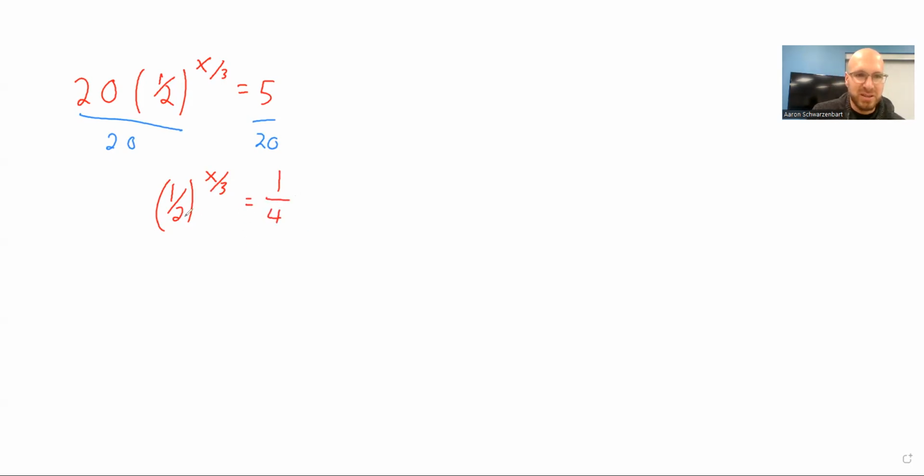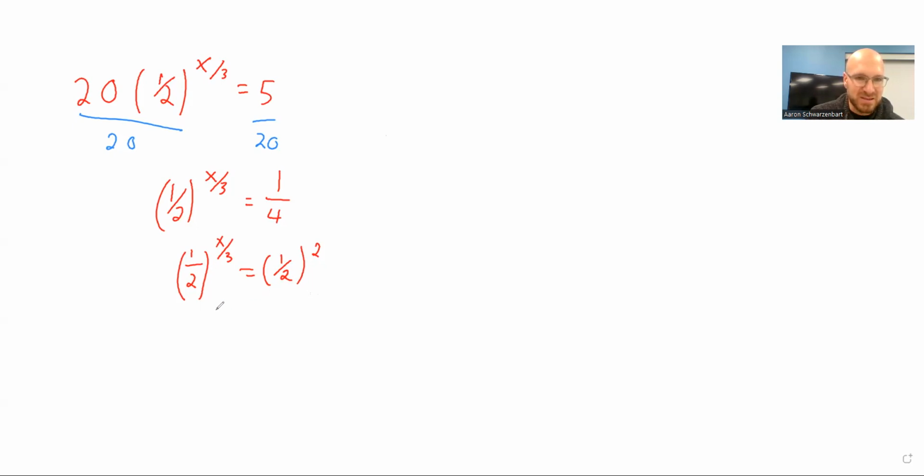Now I'm going to try to get the bases, the 1/2 and the 1/4, to be the same. So 1/4 is equal to 1/2 squared, since 1/2 times 1/2 is 1/4. Some of them should work out. If not, it's a logarithm that you will need to use to solve these, and we'll go through an example of that in a second.